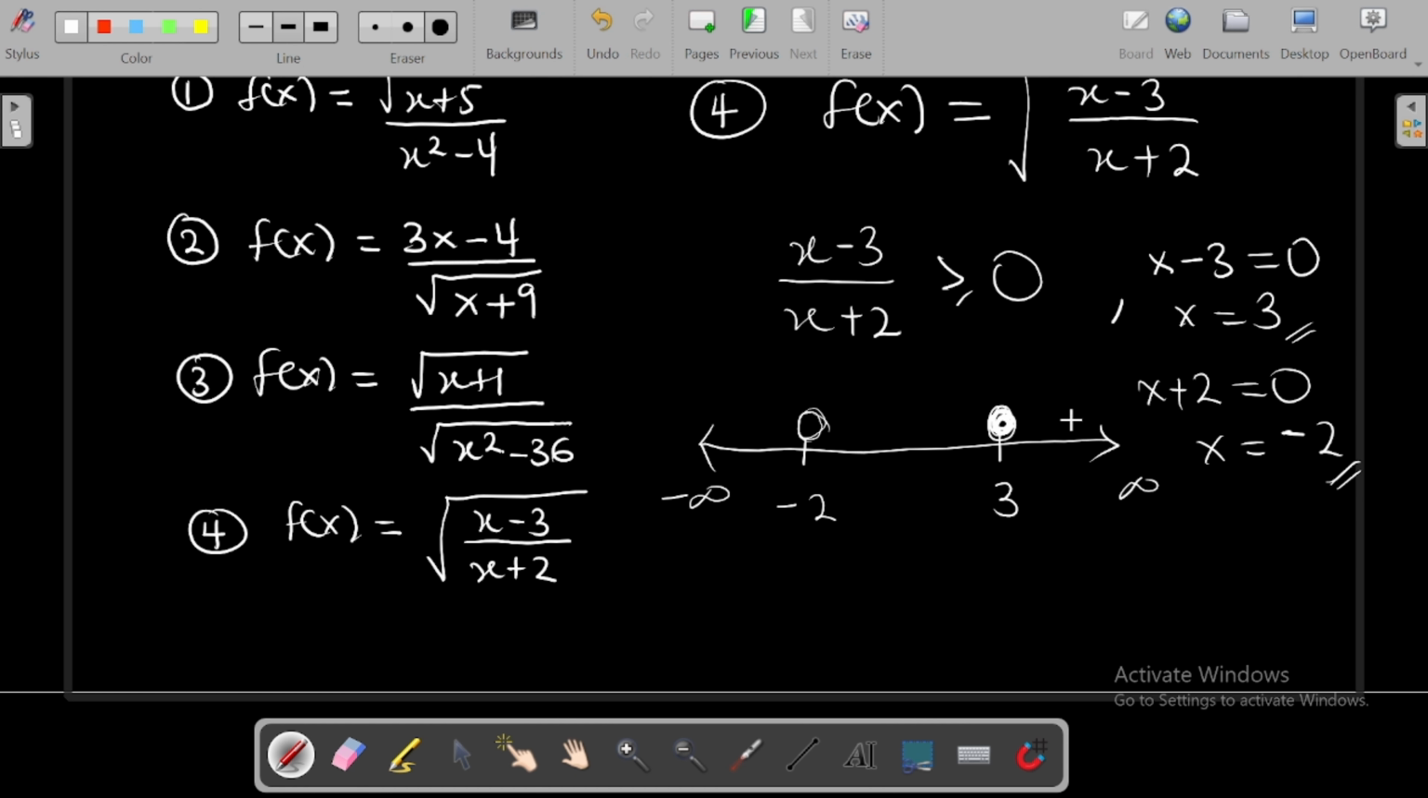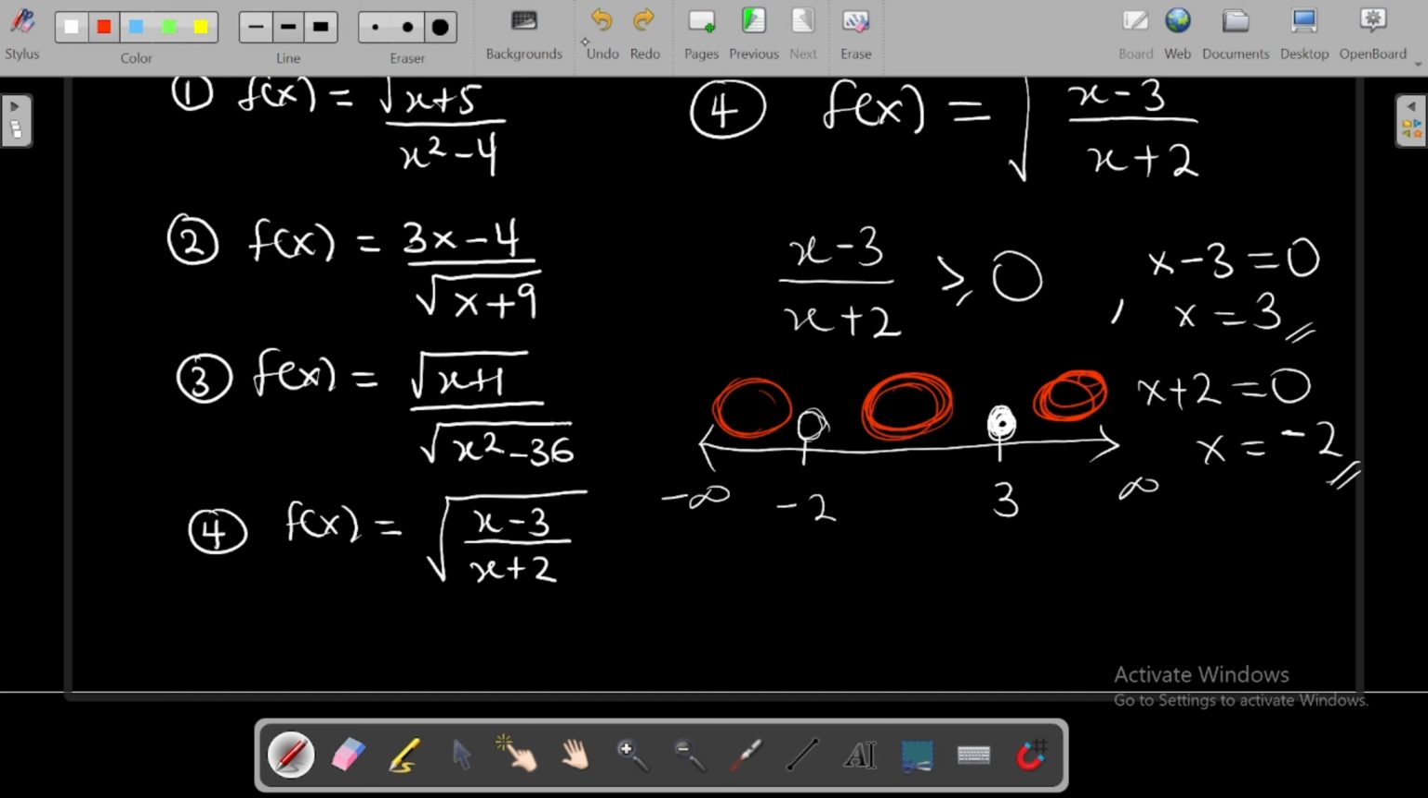Now after you have drawn the number line this way, you need to determine which region inside this number line is going to make this inequality hold. So you identify that there are 3 regions. There's this side, this side, and then this side. So it's region 1, region 2, and then region 3. Now let me go back with this.